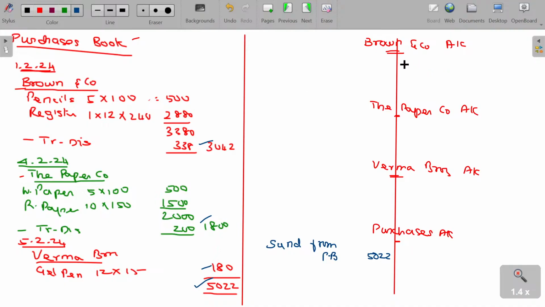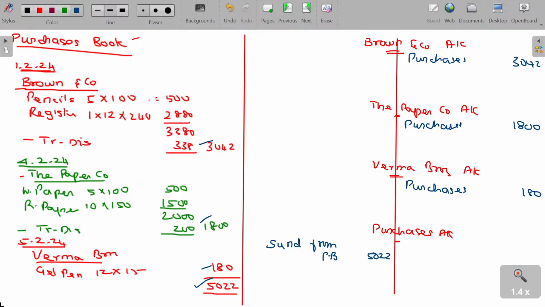Here in Brown, here purchases. This value being 3042. Here purchases 1800. Here purchases 180. Now the debit should be equivalent to the credit side.